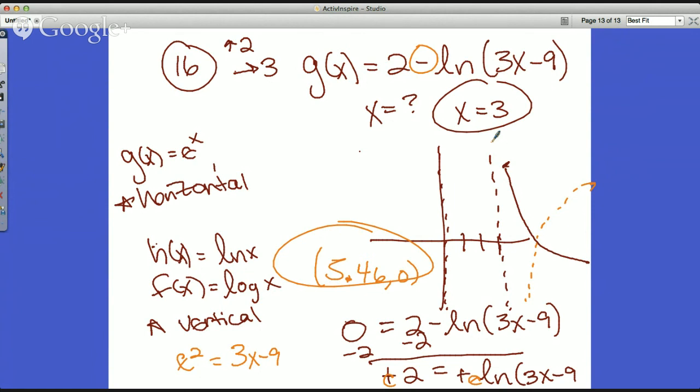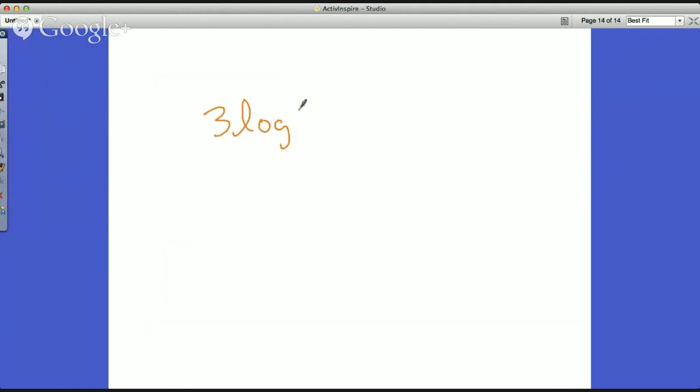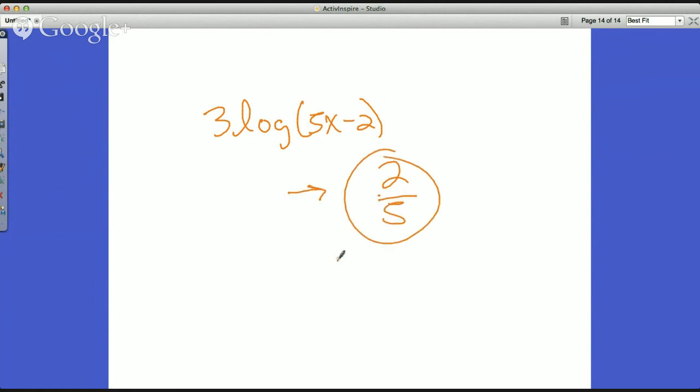Because if I have 5x minus 2, we've changed the points. That's it. 3 log of 5x minus 2. I can then set this equal to 0, and I know that if I add 2 divided by 5, it will be transformed to the right 2/5. So my new vertical asymptote will be x equals 2/5.